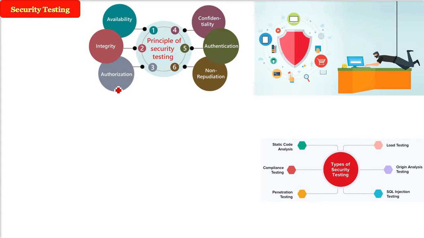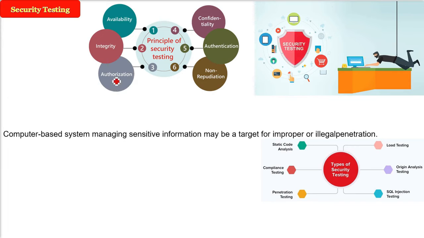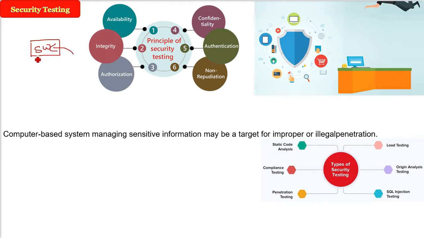Security testing. The software sometimes has very sensitive information. A computer-based system which has sensitive information, or which is managing very, very confidential information, may be targeted by various agencies, people, or individuals for improper or illegal penetration. So this information we need to safeguard. For that we have to do a test called security testing. No doubt the software has all the security mechanisms installed, coded or designed, but we need to verify it.